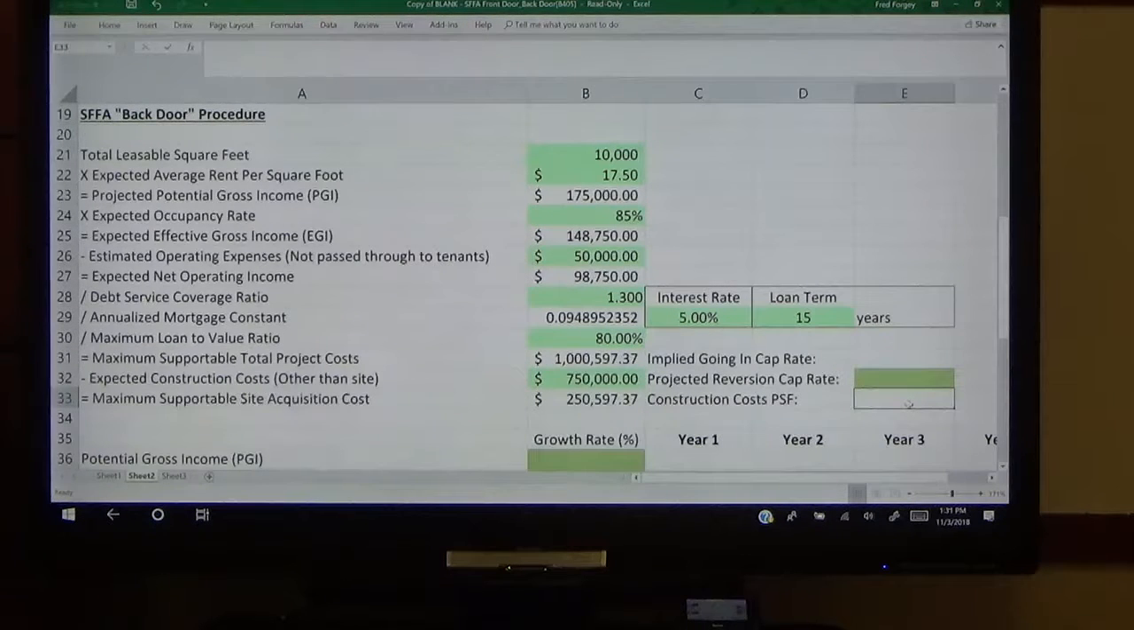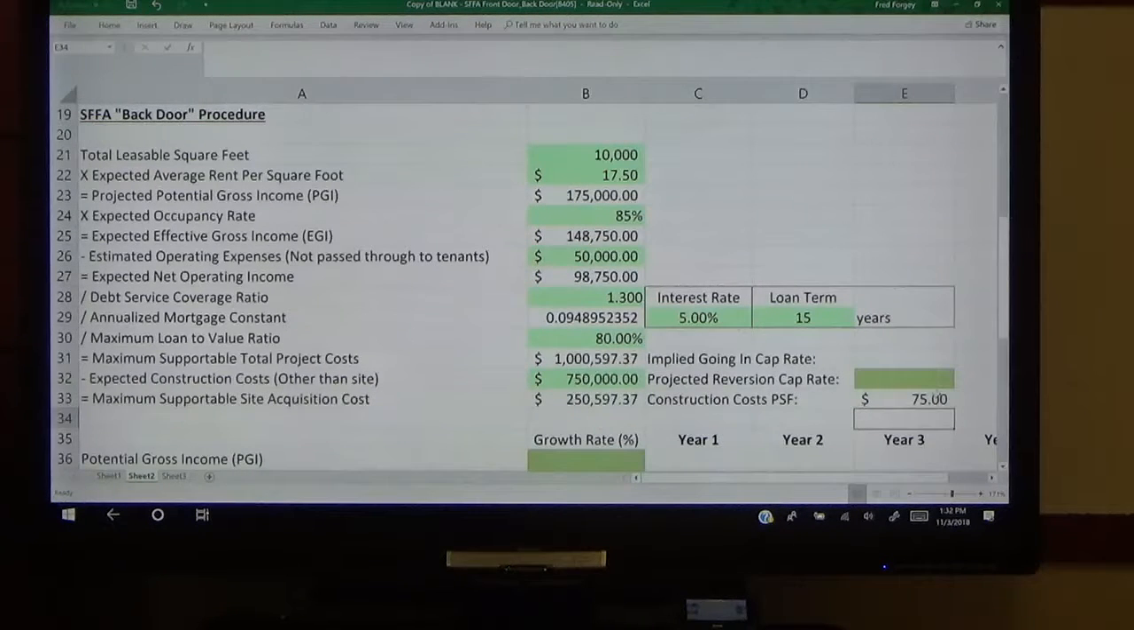So if we come down here, the construction cost per square foot would basically be taking, in this case, where is it, size. Okay, so it'd be 750,000 divided by 10,000. Okay, so basically $75 per square foot is our construction cost.